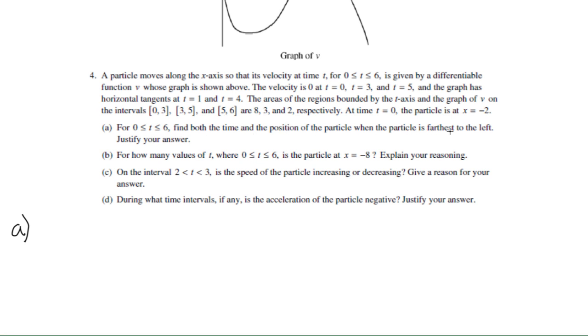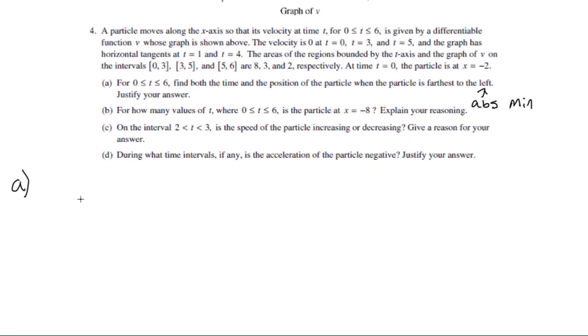What am I doing? Table. Yes, this is the absolute minimum. So I'm going to write here in our notes, this is going to be the absolute minimum. So when it's farthest to the left, let's go ahead and make our table. Our t values are going to be over here. We're going to have start plus change, and that is going to equal our end.